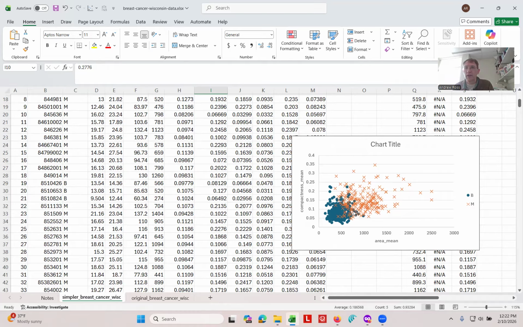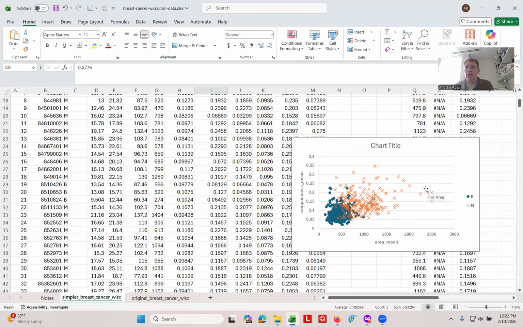So you could kind of eyeball a line through here so that most of the dots above it are malignant, most of the dots below it are benign. It wouldn't be perfect. We'd have some false positives and false negatives, and you've got to expect that. And it's our job to measure those and quantify them. So how would we mathematically draw a line?